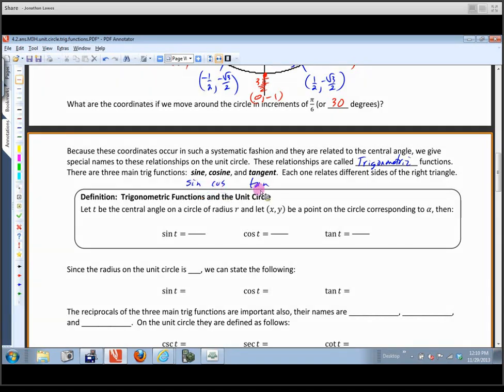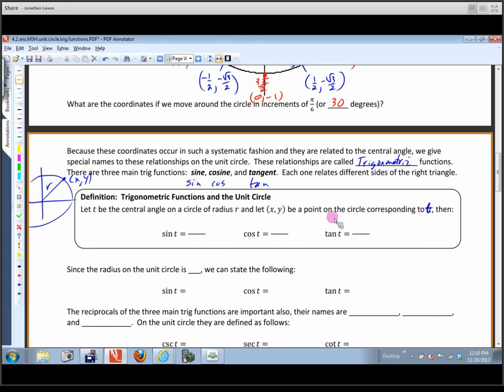And here's a definition that this textbook uses, or at least one that we're going to start off with. Let t be the central angle on a circle of radius r. So we're talking about a circle centered at the origin. I'm going to make a picture like this, where we've got a radius here, and then this x and y coordinate right there. This should be a t right here, sorry for that.